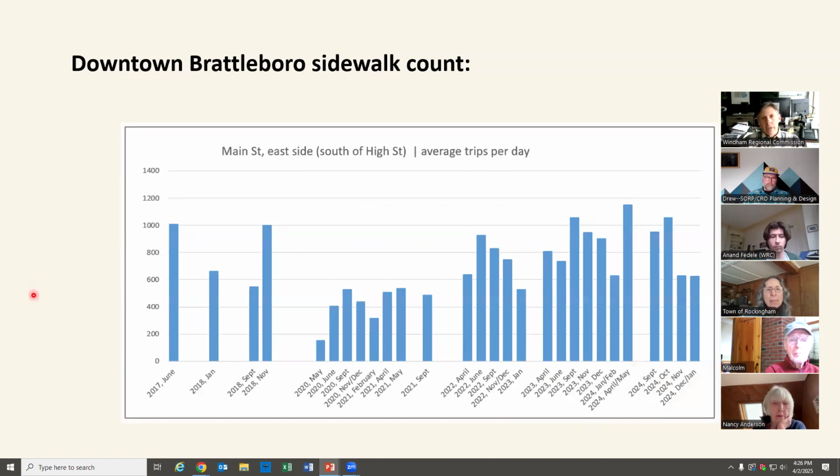I'm just going to show you a number of different charts that we've done. Downtown Brattleboro sidewalk counts over the years. As you can see, there's some variability here due to the seasons, but obviously a big dip from about 1,000 trips per day downtown pre-COVID versus less than 200 per day in May of 2020. It's recovered to basically about the same, but there are some months that are a little bit lower than pre-COVID.